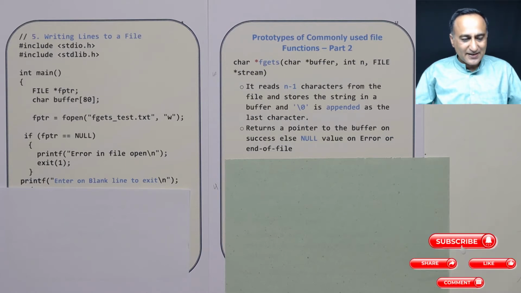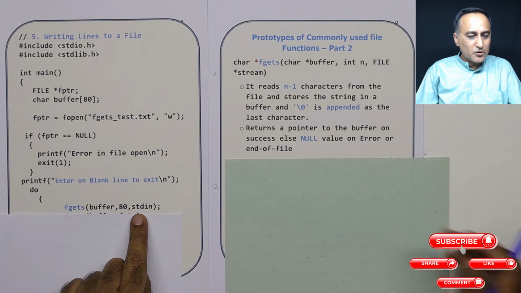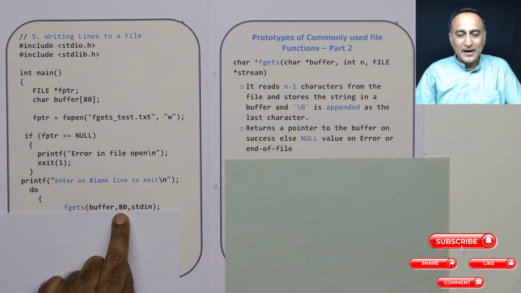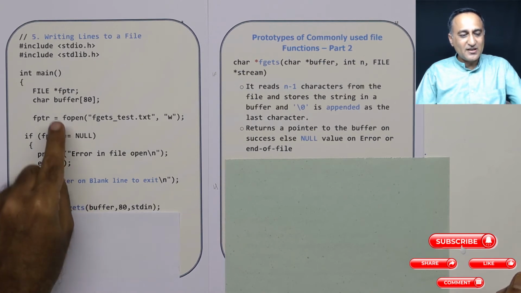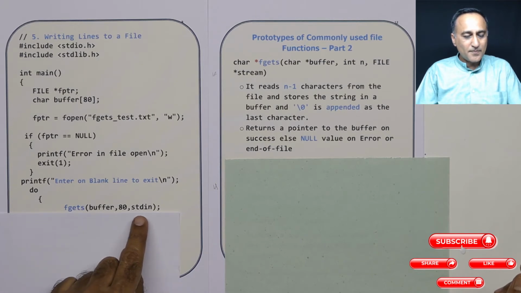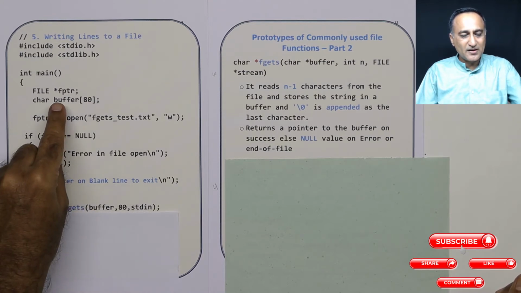First thing, I'm using a do while loop. I'm saying fgets(buffer, 80, stdin). Let me explain each of these parameters. stdin means the input is coming from your keyboard. 80 is the maximum number of characters, minus 1, that it should read. That means it can only read 79 characters because one character is required to add the null character. Buffer is the name of the destination where data is going to be stored. So fgets is reading from the keyboard, reading a maximum of 79 characters, and storing it into the buffer.